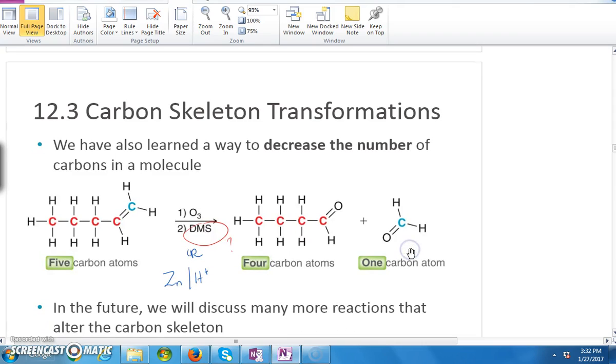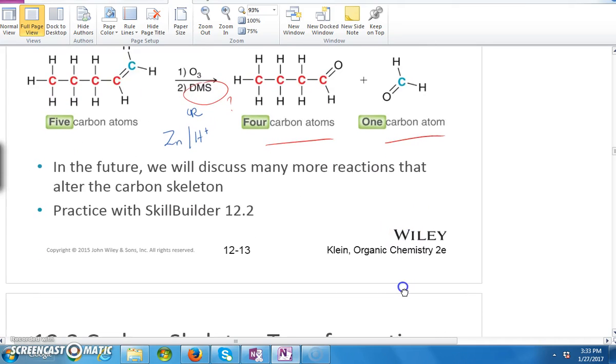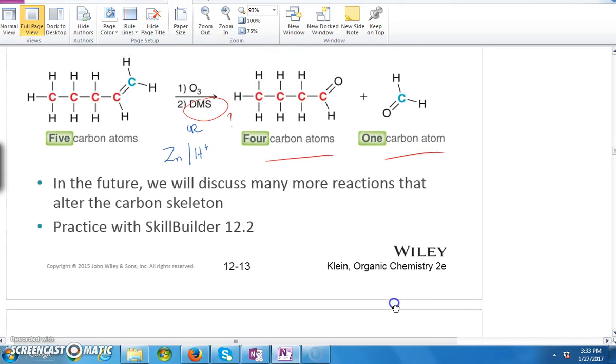Okay. We have also learned how to decrease the number of carbons via an ozonolysis. So you do an ozonolysis and then followed by DMS or zinc and acid hydrolysis, and you get 4 carbons and 1 carbon. In future, we will discuss more reactions after the carbons have been altered.